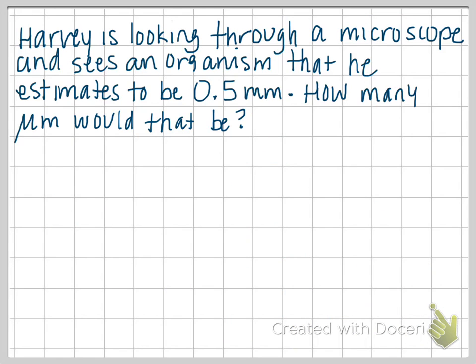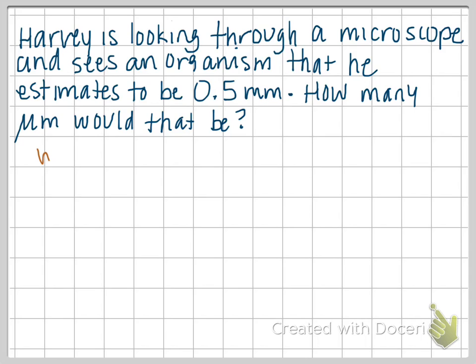So we're going to look at one more problem. I'm going to give you a few seconds to do this one on your own and then fill in the answers. And then you'll have one more problem to do completely on your own, and you'll put the answer in the Google form. So for this one, Harvey is looking through a microscope and sees an organism that he estimates to be 0.5 millimeters. How many micrometers would that be?